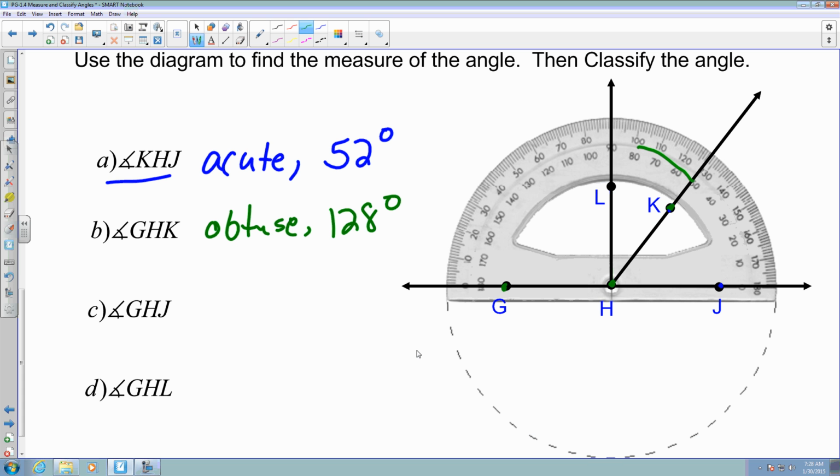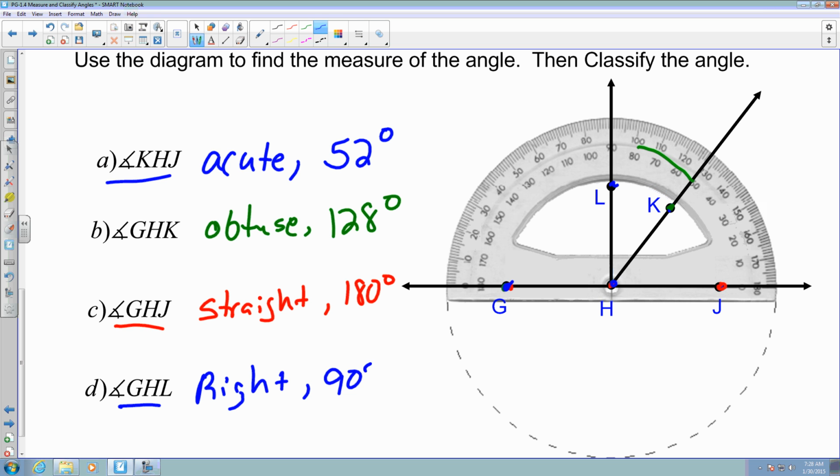The next one would be angle GHJ, and that comes from the straight line, so it's a straight line angle, and that means that it's 180 degrees. And then finally, we've got GHL, and that looks like a right angle, and right angles are 90 degrees. Okay.